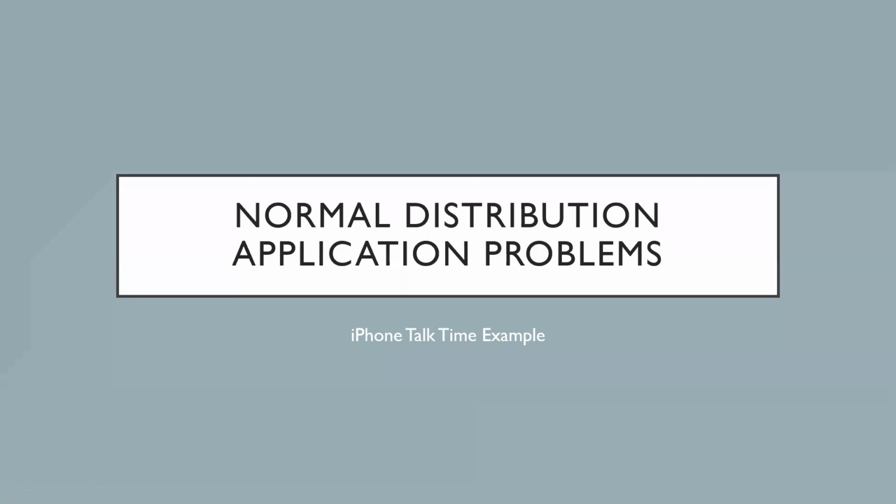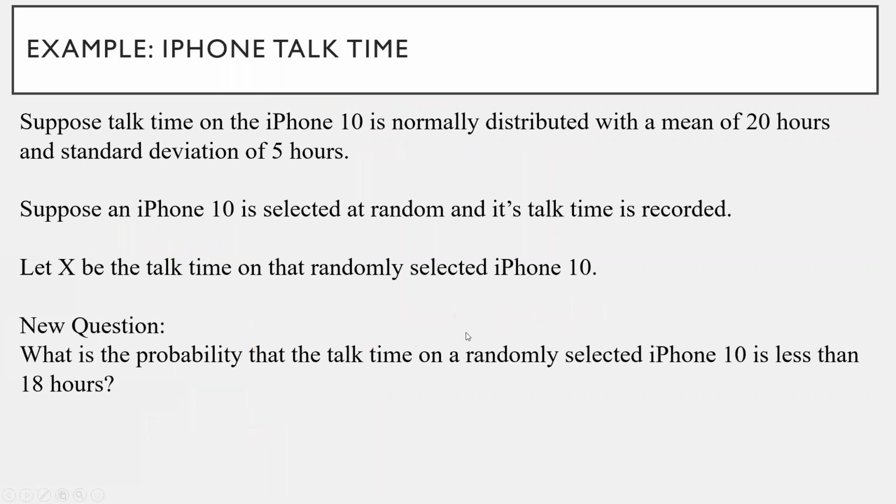All right, so here's how we're going to answer these application problems. So we're going to go back to that iPhone example. All right. So here was the problem. Suppose talk time on the iPhone 10 is normally distributed with a mean of 20 hours and standard deviation of 5 hours. An iPhone 10 is selected at random and its talk time is recorded. So we got the random variable X. What is the probability that the talk time on an iPhone 10 is less than 18 hours?